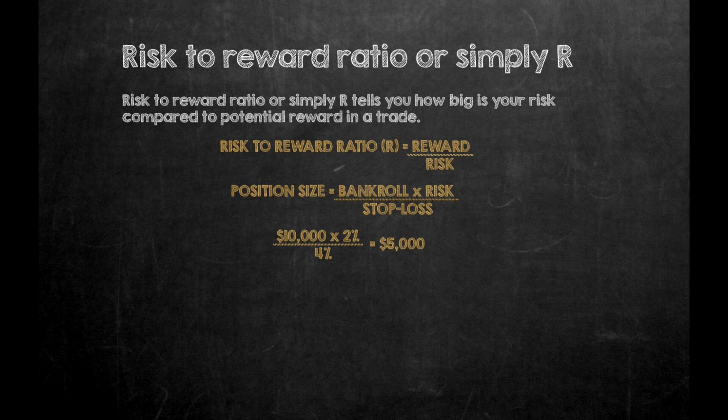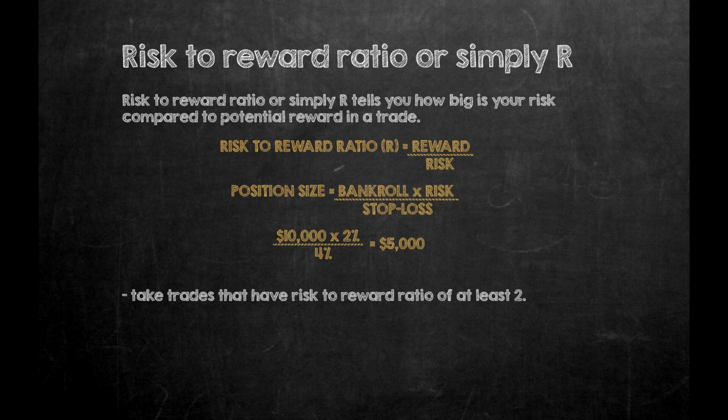Okay, let's go back to R. As a general rule for new traders, I would say to only take trades that have a risk to reward ratio of at least 2. Meaning, if you risk 1 unit, you should only take the trade if expected reward is at least 2 units. Or for instance, if your stop loss is $50 below entry, only open a long if your target is at least $100 higher.